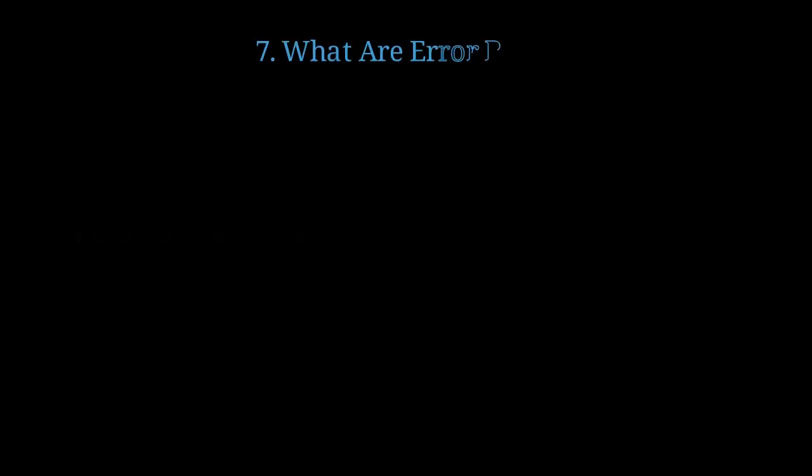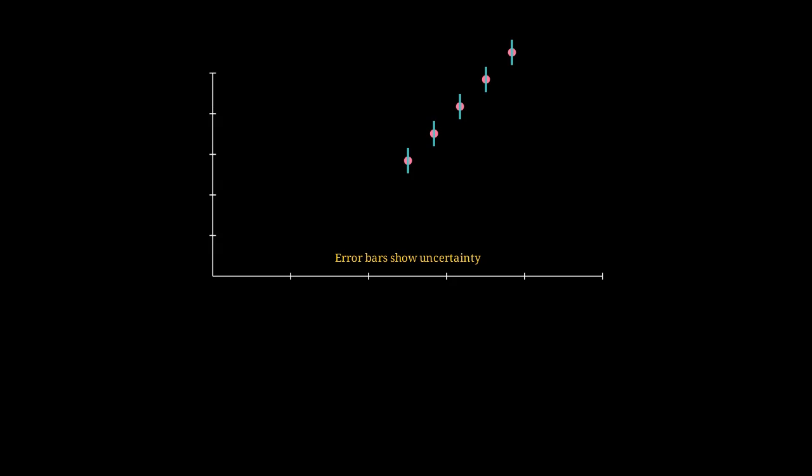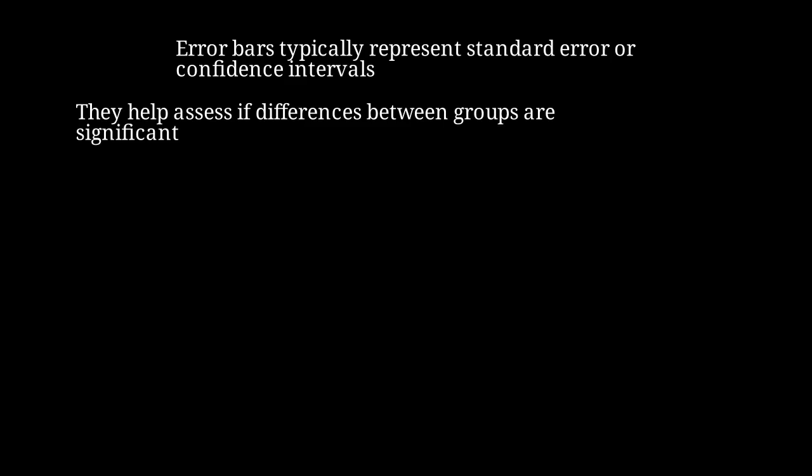Error bars are visual representations of uncertainty on graphs and charts. Error bars are the vertical or horizontal lines extending from data points that show the range of uncertainty in our measurements. Error bars typically represent either standard error or confidence intervals, depending on what we want to communicate. They're crucial for assessing whether differences between experimental groups are statistically significant or just due to random variation.